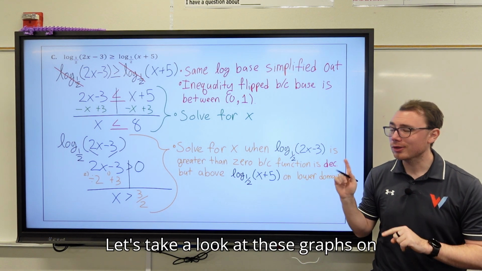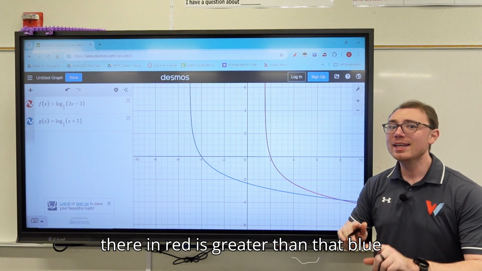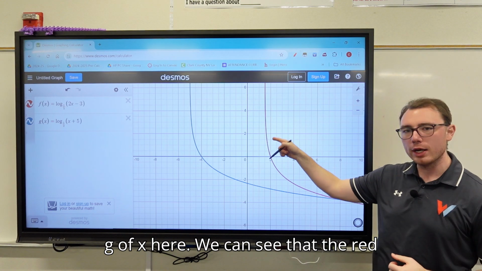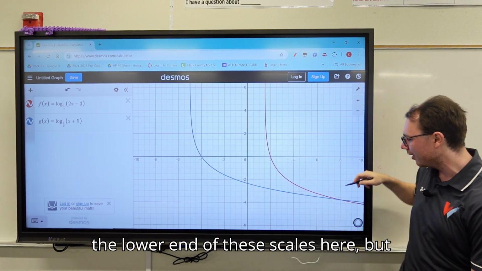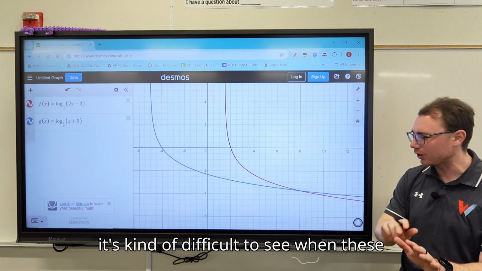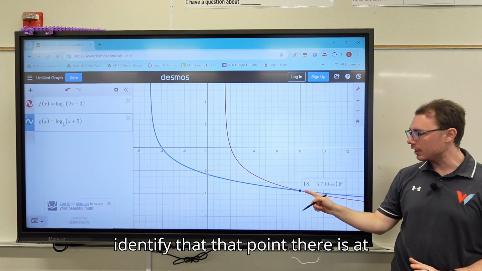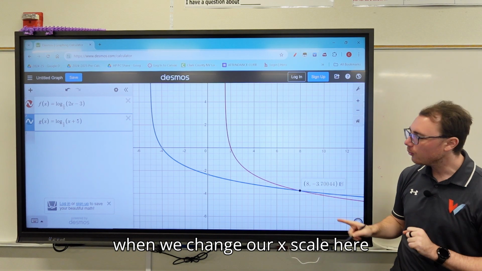Let's take a look at these graphs on Desmos now and see when that f of x in red is greater than that blue g of x here. We can see that the red graph is larger than the blue graph on the lower end of these scales here, but it's kind of difficult to see when these happen to cross. Luckily for us, we can identify that that point there is at 8, negative 3.7.